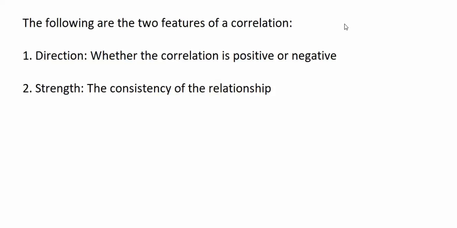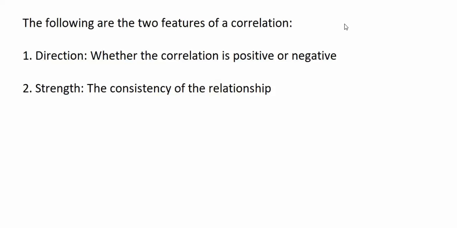The strength of a correlation is the consistency of the relationship between the two variables. So a stronger correlation is just a more consistent relationship. It's a relationship that holds true more often. A strong correlation is a correlation that holds true most of the time or even all of the time, and a weak correlation is a correlation that holds true some of the time but not as consistently. When a correlation is weak, there are more exceptions to the rule.